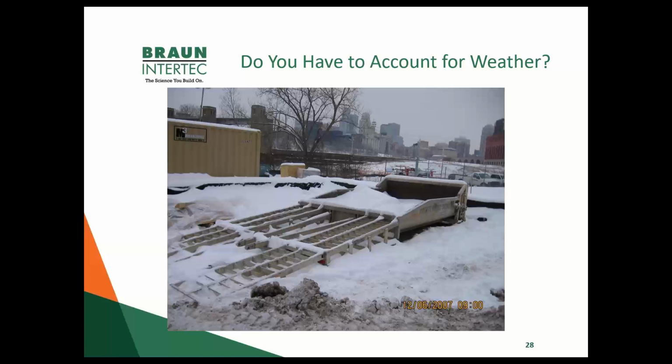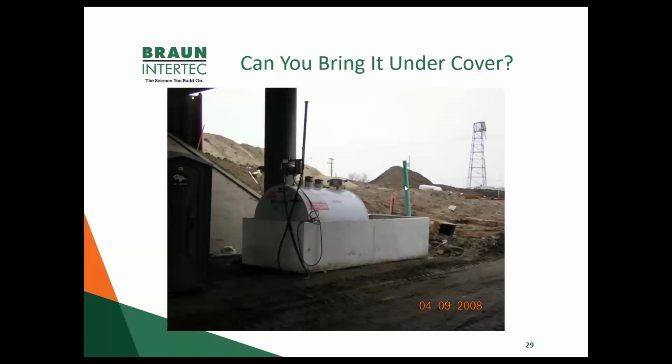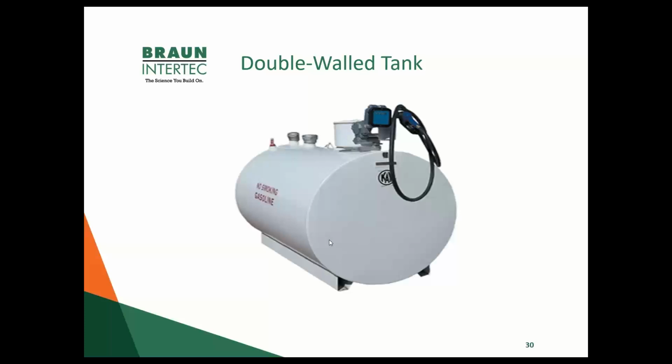So again, take that into consideration when you're deciding containment. An open system may work, but maybe you want to invest in bringing it under cover so you don't have as much precipitation accumulated inside of it. Can you go with a double wall tank, where all the secondary containment is self-contained within that system? It's weather tight, and you can drive right up to it.